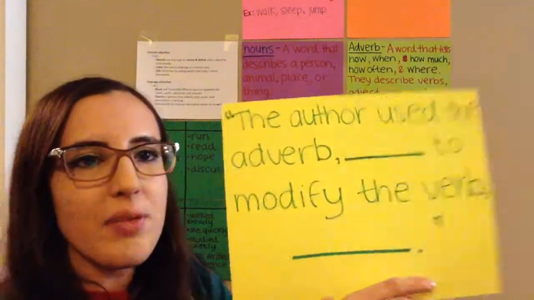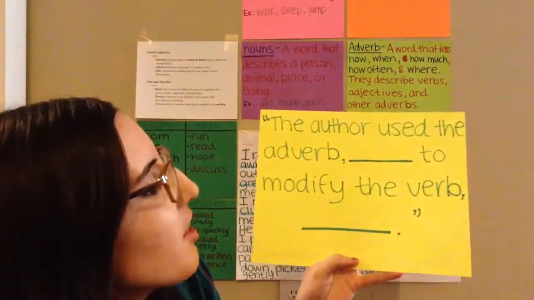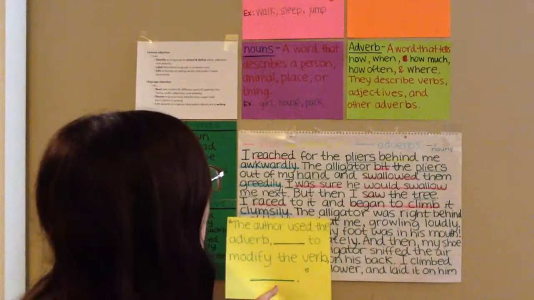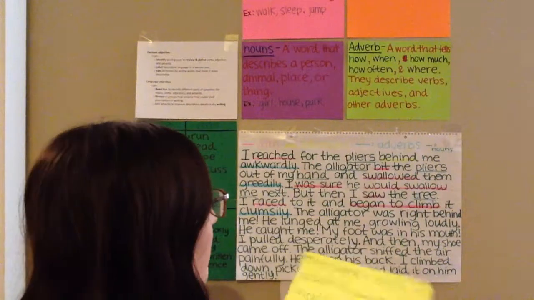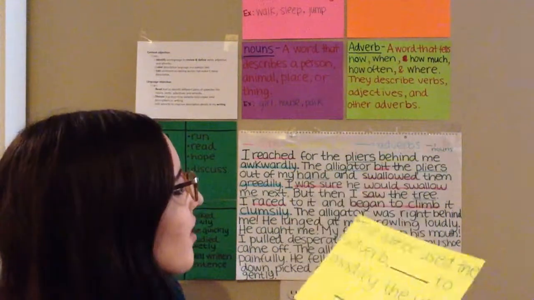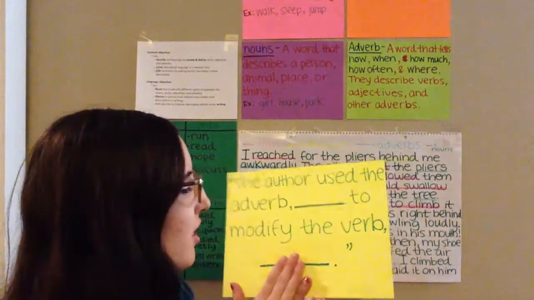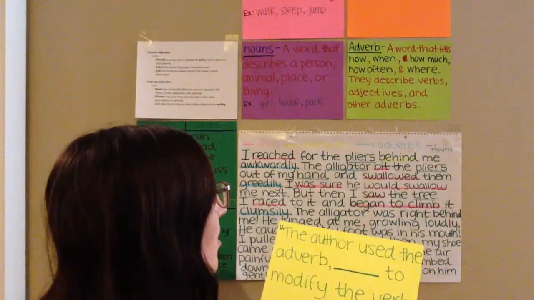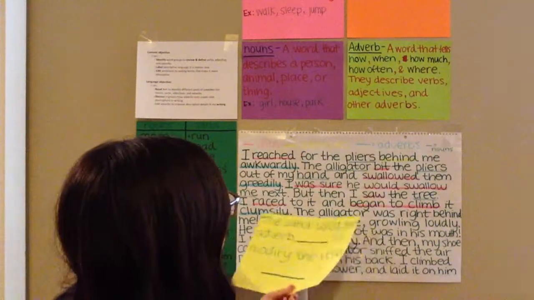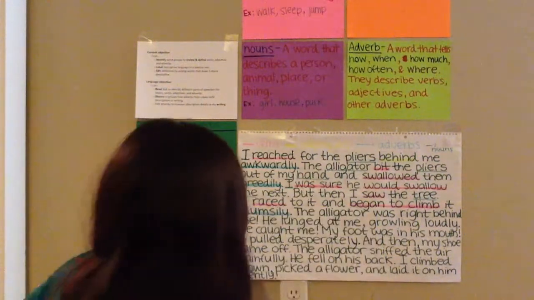So here we have a sentence frame and it says, the author used the adverb blank to modify the verb blank. So here, what is the adverb we're talking about? Good. Clumsily is the adverb we're talking about. So you can say to your partner, hey partner, the author used the adverb clumsily to modify the verb blank. Talk to your partner and figure out what goes in this blank. Good. I hear people say climb or began to climb, and you're correct because clumsily is giving me a description of how he began to climb it.